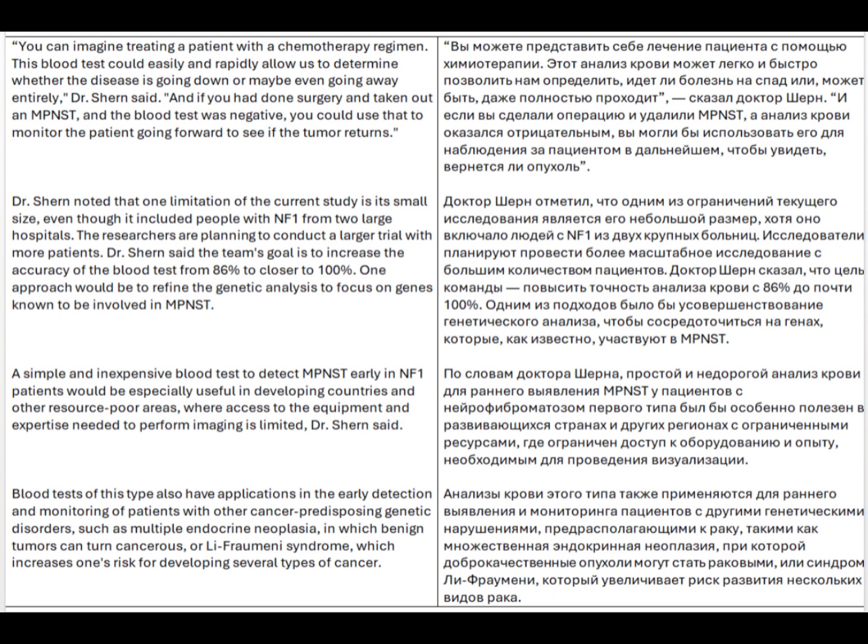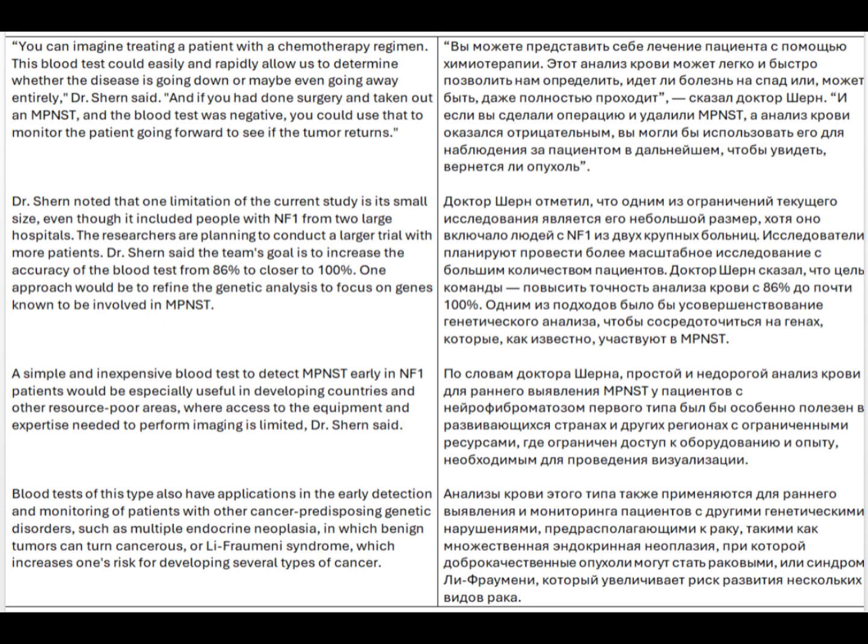Dr. Schön noted that one limitation of the current study is its small size, even though it included people with NF1 from two large hospitals. The researchers are planning to conduct a larger trial with more patients. Dr. Schön said the team's goal is to increase the accuracy of the blood test from 86% to closer to 100%. One approach would be to refine the genetic analysis to focus on genes known to be involved in MPNST.